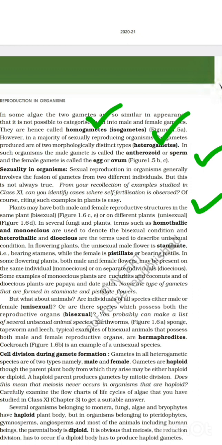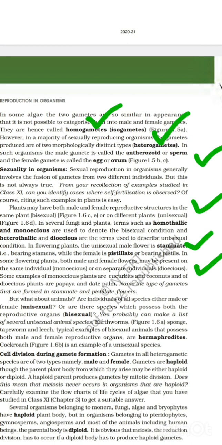In the case of flowering plants, a plant with unisexual male flowers is called staminate, and they bear only stamens, and the female flower is known as pistillate. In some flowering plants, both male and female flowers may be present on the same individual, called monoecious, or on separate individuals, called dioecious.